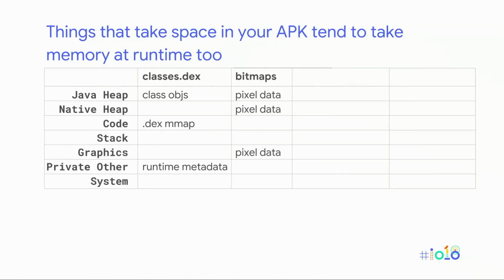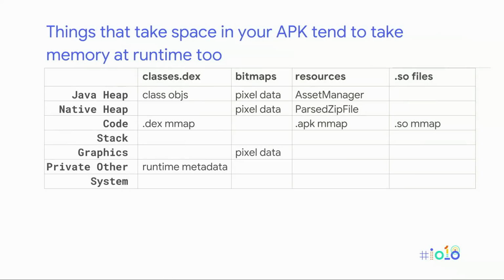If you have bitmaps in your APK, when those are loaded at runtime, the pixel data is going to take up space, depending on the platform version or how you've loaded them, either in the Java heap, the native heap, or as graphics. Resources in your APK take up space on the Java heap, say you have an asset manager object. Also on the native heap, you have a parsed zip file structure that shows up there, and you're going to have code memory for your APK mmap. And .so files, if you're shipping JNI native libraries with your application, when you're accessing those libraries at runtime, it's going to take up space. So all of these things, if you can shrink them, you reduce your APK size, you reduce your memory size.